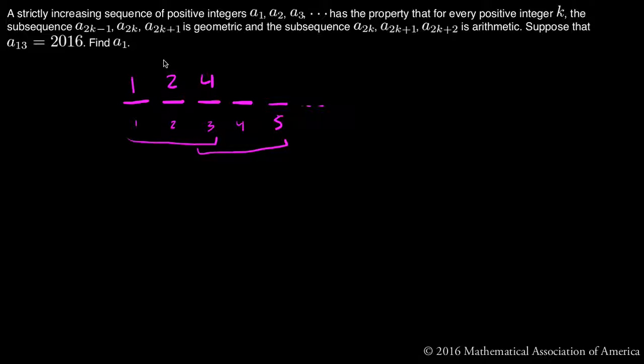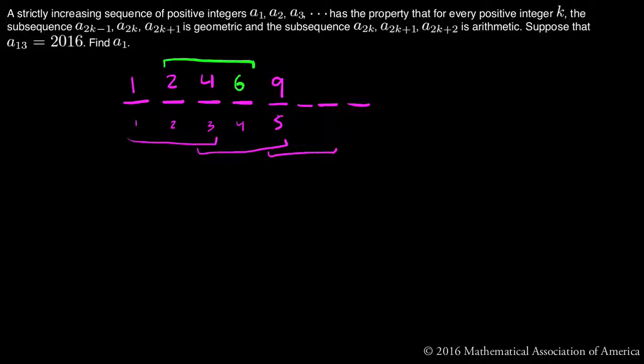But this needs to form an arithmetic sequence, so this term here now has to be 2, 4, 6. Okay, because now they are adding up by 2. But now this needs to form a geometric sequence. So to get from 4 to 6, we multiply by 3 halves. If we multiply by 3 halves again, we get 9. And so forth and so on. I'll put a couple more up here.